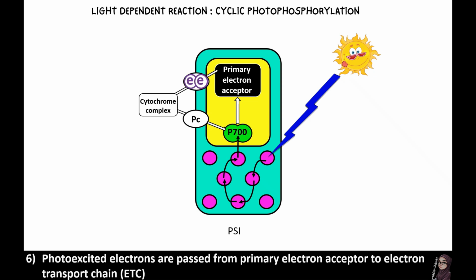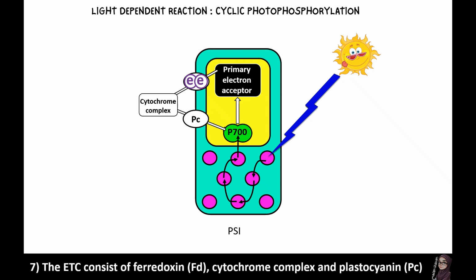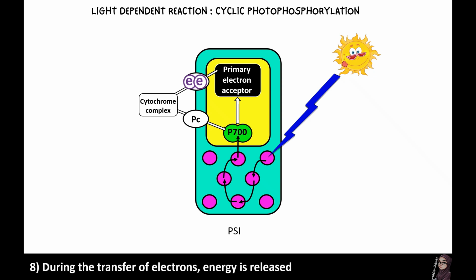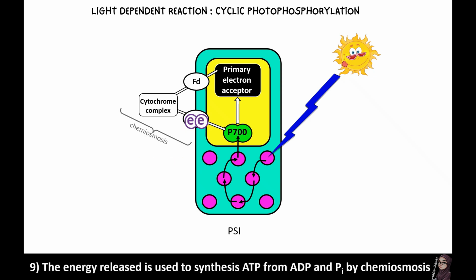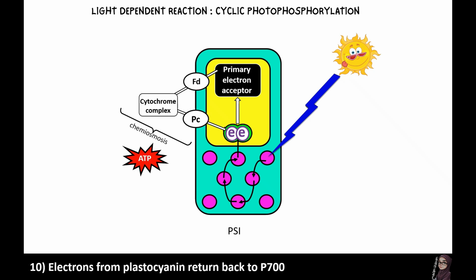Next, the photoexcited electron is passed from the primary electron acceptor to the electron transport chain, ETC. The ETC consists of ferredoxin, cytochrome complex, and plastocyanin. During the transfer of electrons through the ETC, energy is released. The energy released is used to synthesize ATP from ADP and phosphate by chemiosmosis. Finally, the electrons from plastocyanin return back to P700, completing the cycle.